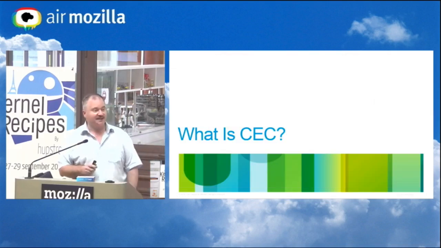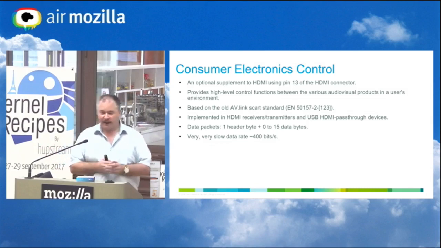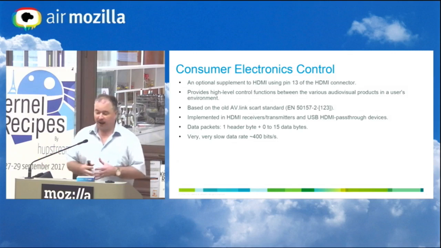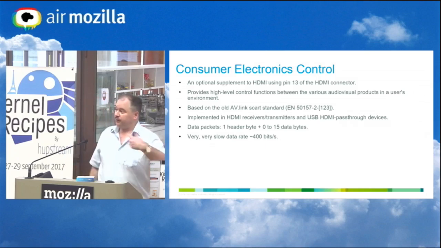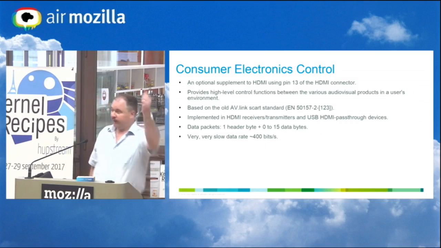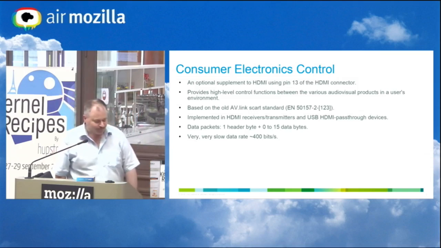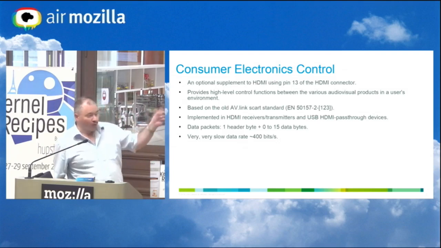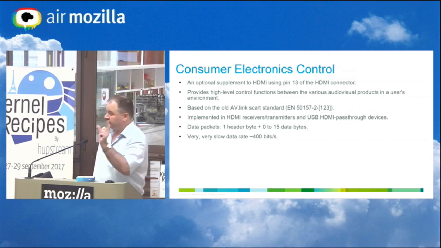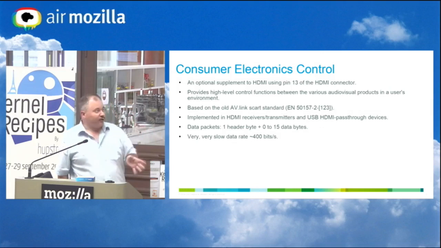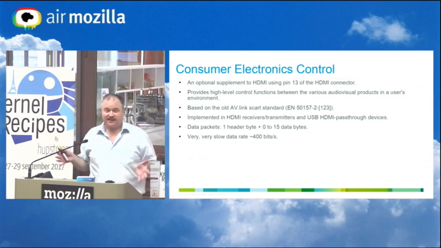Anyway, what is CEC? It is an optional feature of the HDMI connector. It comes from the consumer electronics world originally, and it basically dates back all the way to video recorders. The idea was you put in a tape, turn it on, and it will automatically turn on the TV and do everything. Everything works theoretically automatically. It is based on old AV-Link SCART standards, you know, those very big connectors. I never could understand why they were so big, but they're actually standardized in those three standards. Don't bother buying them because they say very little.